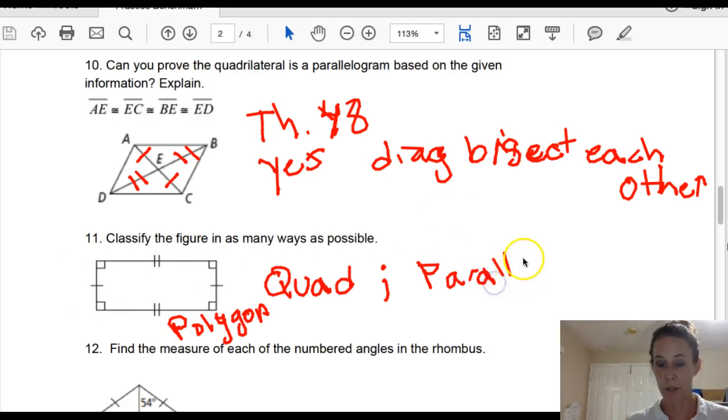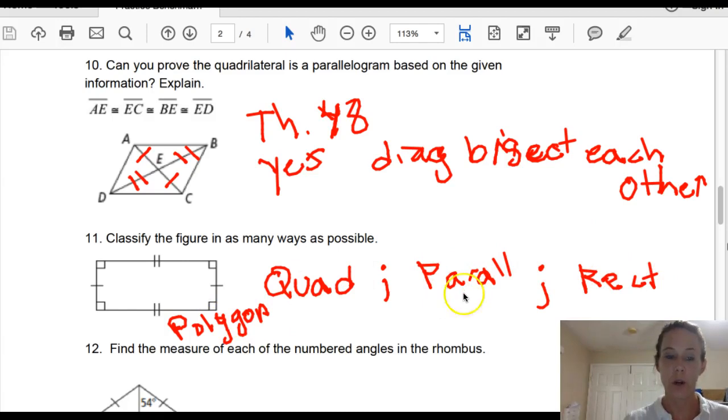I'm just going to stop there because the writing on this is super hard. Parallelogram. And then the next thing, more specifically, since I have both sets of opposite sides congruent and I have 4 right angles, I also have a rectangle. So I'd like to see these two most specifically.